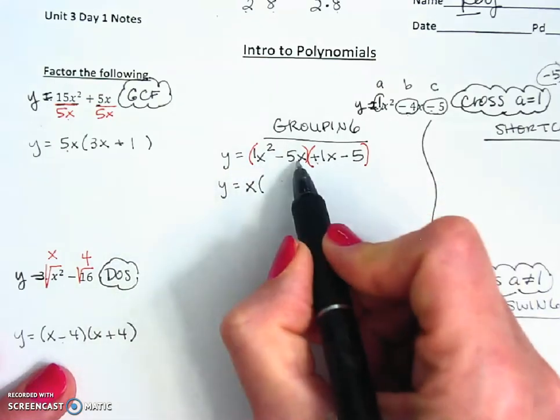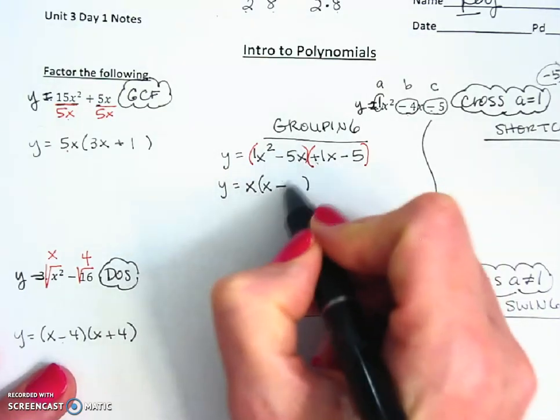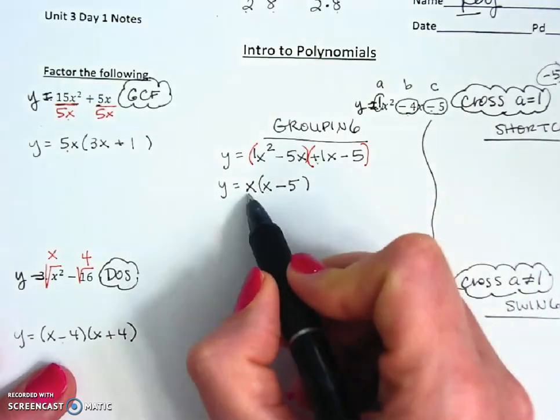I'm going to divide it out of those two. So I'm left with 1x here and -5. And if I distribute to check, you could see why that works.